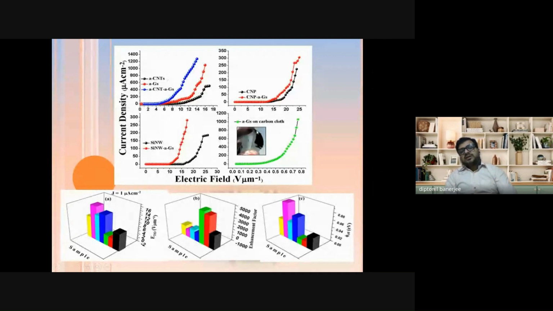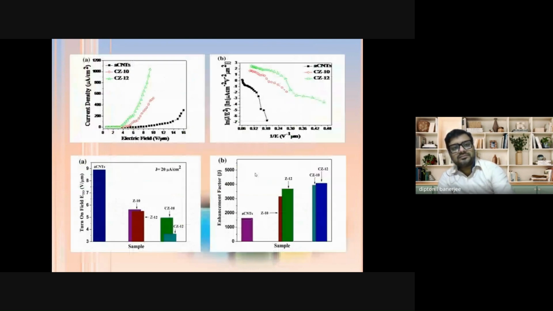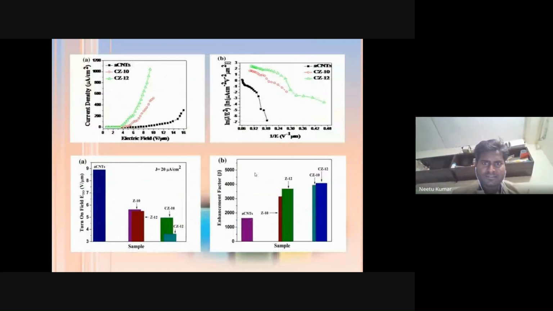The same thing has been deposited on the carbon cloth to make it a flexible emitter, and here the turn-on field is obtained at an electric field lesser than 1 volt per micrometer. And this is the same thing.